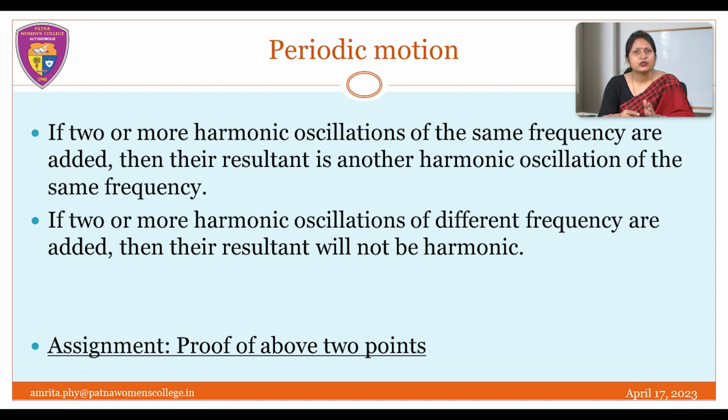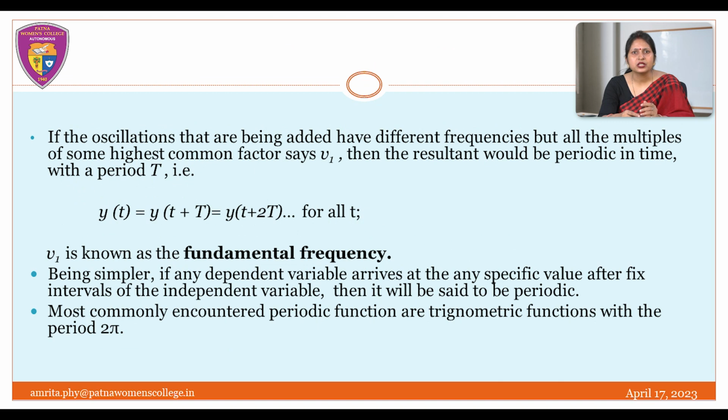So, if we have two harmonic oscillations of the same frequency, then their resultant will be a harmonic one with the same frequency. Also, when we superpose a minimum of two oscillations of different frequency, then we will not get the resultant as harmonic. These two properties of harmonic oscillations can be proved very easily. Let us consider a third case. If the given oscillations have different frequencies, but all are multiples of a fundamental frequency, then the superposed wave will be periodic in time with a time period T.